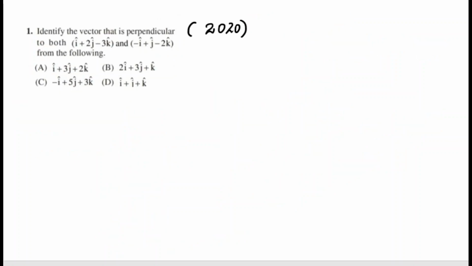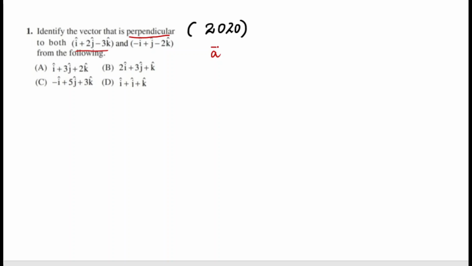Let us proceed to the next question, which was asked in the year 2020. Identify the vector that is perpendicular to both i cap plus 2 times j cap minus 3 times k cap and minus i cap plus j cap minus 2 times k cap from the following. Now let us solve this question. Identify the vectors that are perpendicular. In the first question only I have solved. Orthogonal or perpendicular means the vectors are perpendicular to each other.